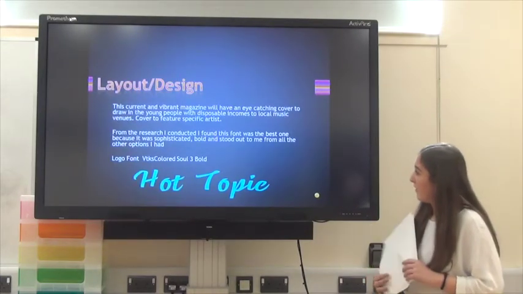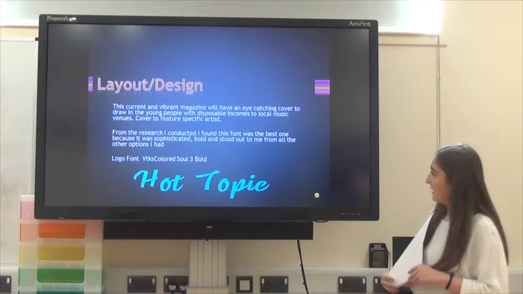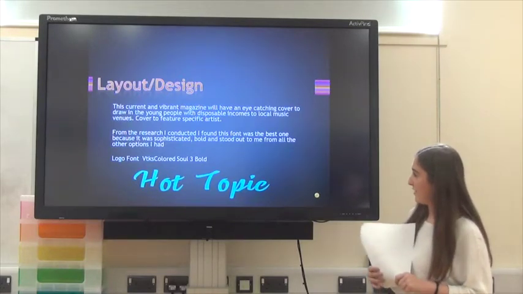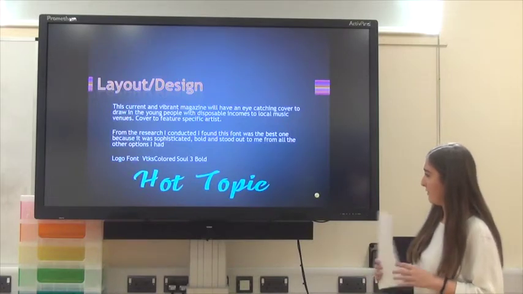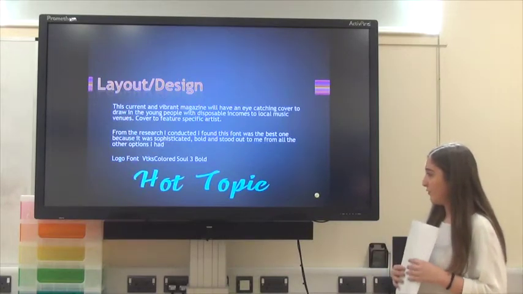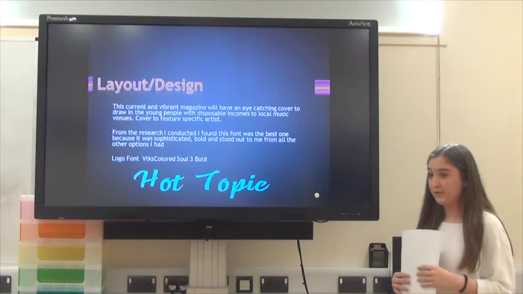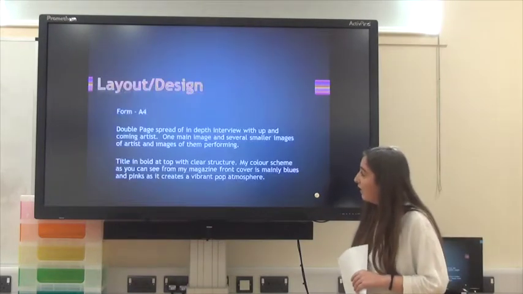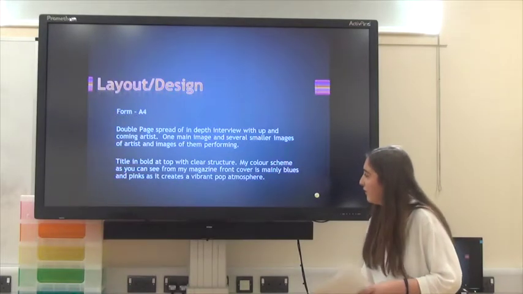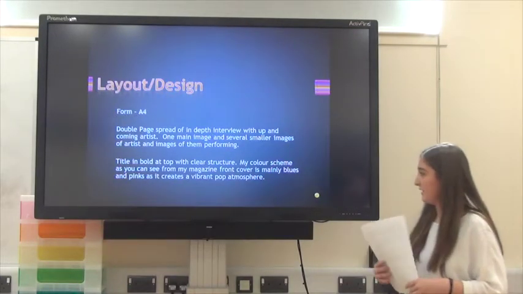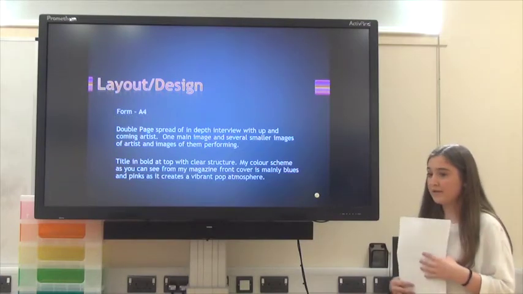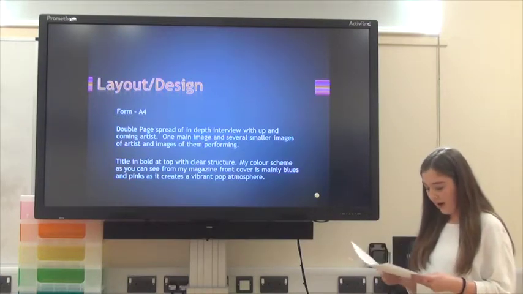My layout, the vibrant music, will be eye-catching to draw in the young children. From the research I conducted, I found that this font was the best, as it was bold, vibrant, and the colours really stood out on the front page. My colour scheme, as you can see from the magazine front cover, is mainly blues and pinks, as it creates a very vibrant and pop atmosphere.